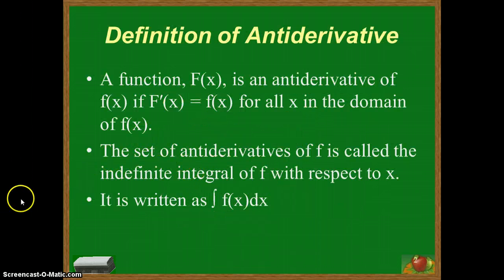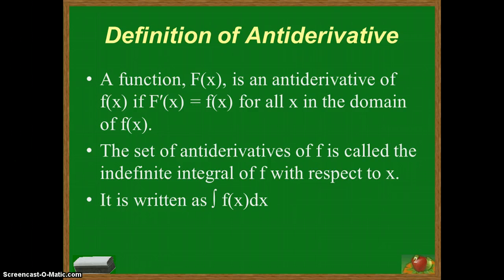Definition of an antiderivative. We've talked about antiderivatives before. Basically, a function, capital F, that's important, of x, is an antiderivative of f of x if F prime of x equals f of x. In other words, an antiderivative is a function that if you take its derivative, it gets you back to the original function. And that has to be true for all x in the domain of the original function f of x. There's a set of antiderivatives because remember we can add c to them and there's infinite antiderivatives, and we would call that set the indefinite integral of f with respect to x.